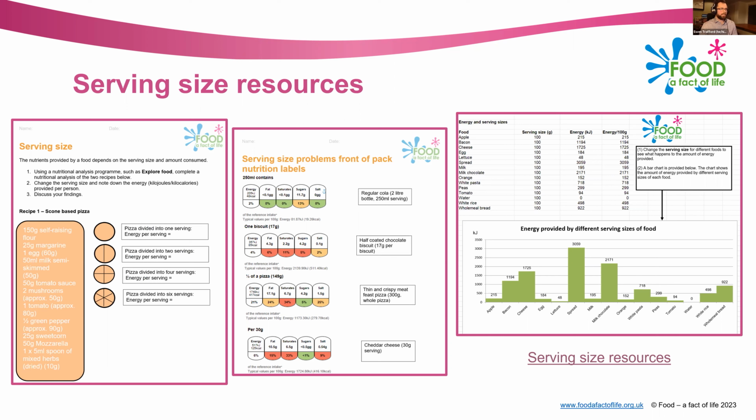So looking at the portion size on the front of packs, looking at the traffic lights again. And then we've also got this graph on the right here, which shows the energy provided by different serving sizes of food. So just getting an idea of how many calories are in 100 grams of food. And you can ask pupils to modify the serving size in the sheet, and it will modify the amount of energy in the food as well.